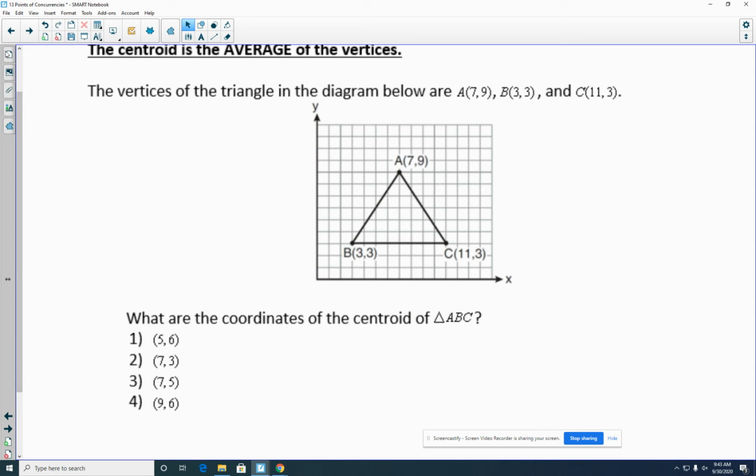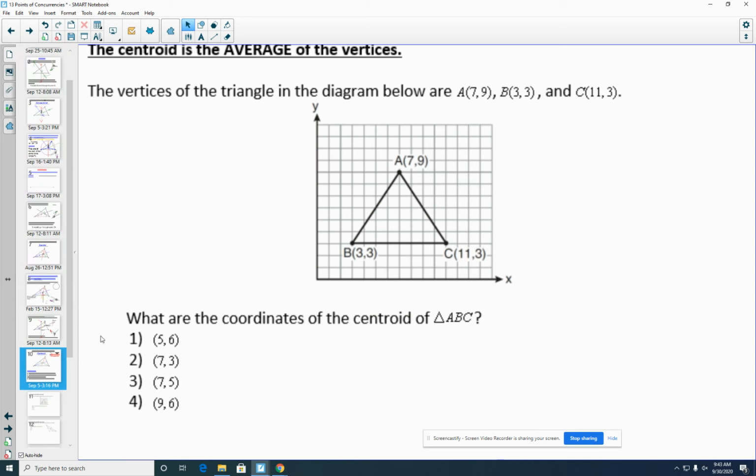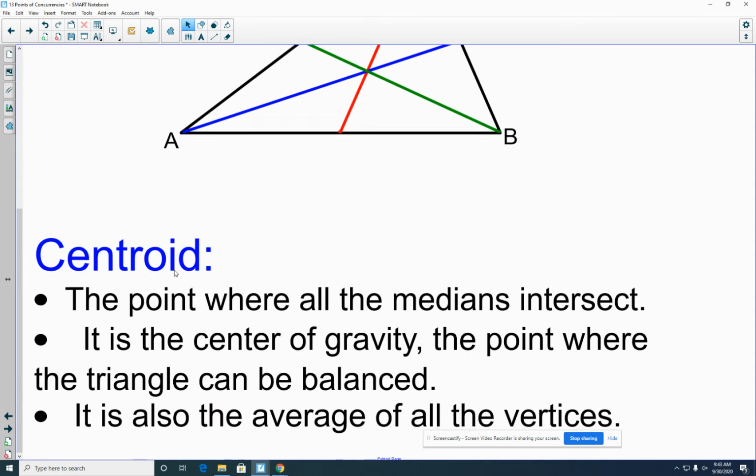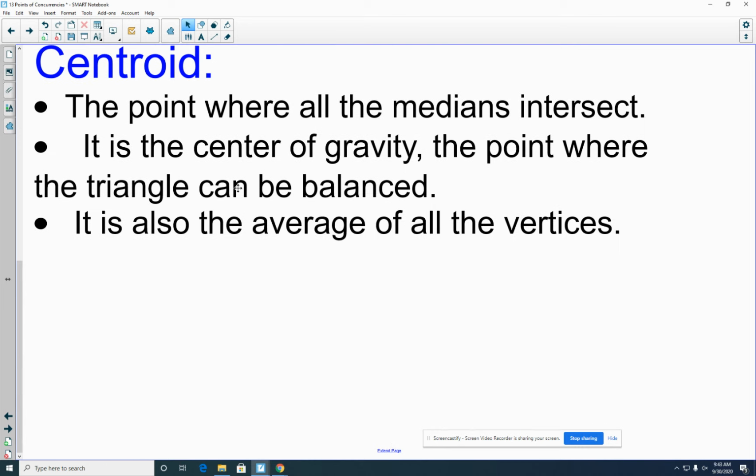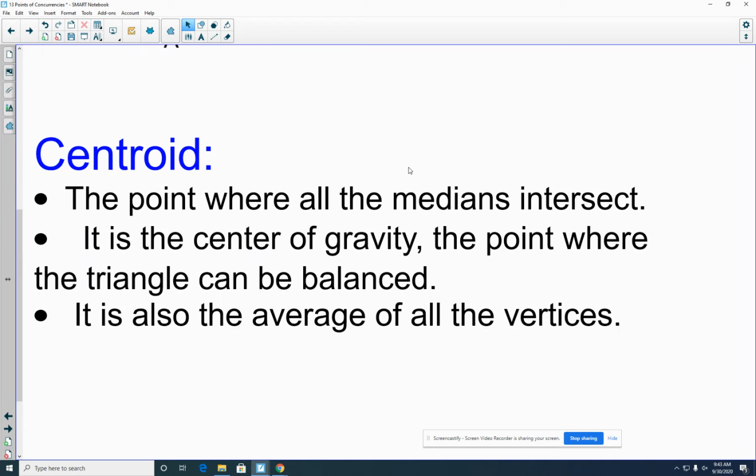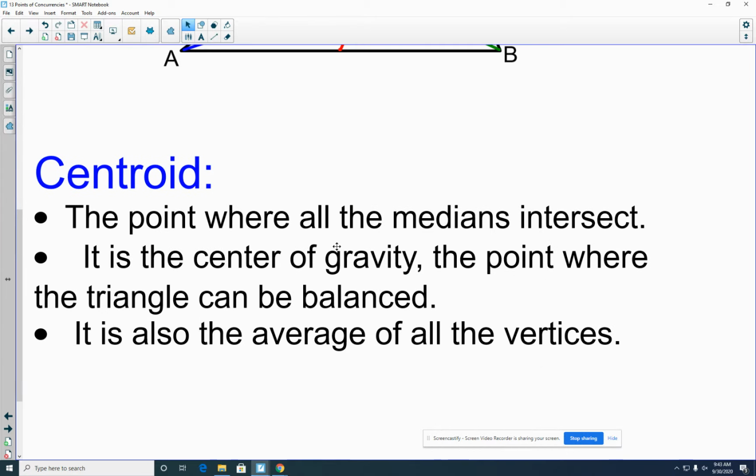Okay, so actually, I think this is a little bit down here, sorry. The first thing that the centroid does, it's the point where all three medians intersect, obviously. It's also the center of gravity of that triangle. So you could think of putting the triangle on your pointer finger at the centroid, and it would be perfectly balanced.